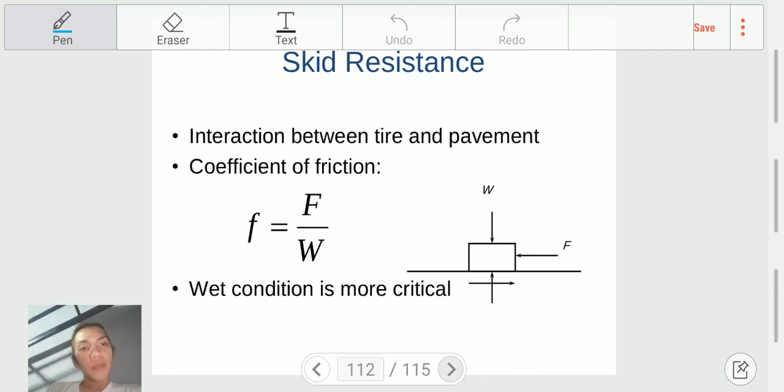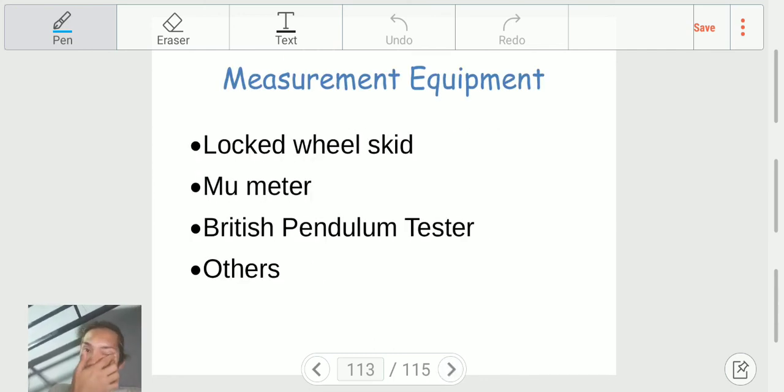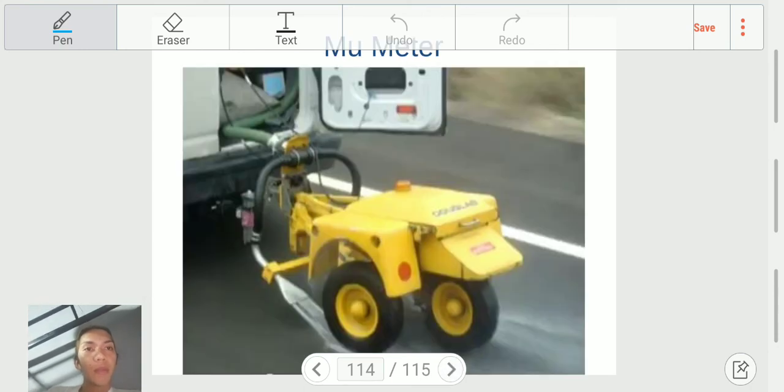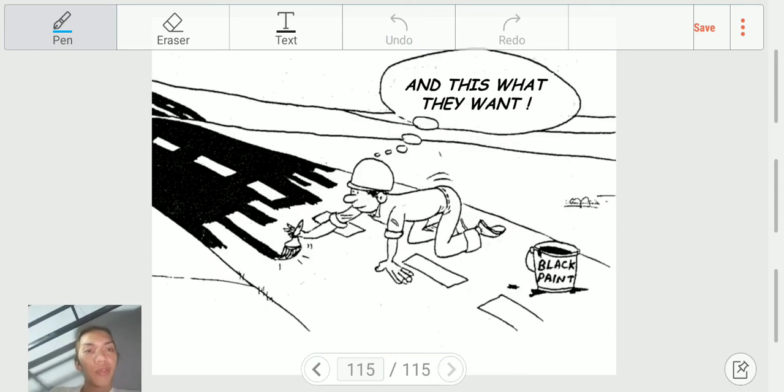Wet condition is more critical. So measurement equipment: our equipment for measurement is locked-wheel skid tester, mu-meter, British pendulum tester, others. Here, mu-meter. Perfect. And this is what they want. Black paint.